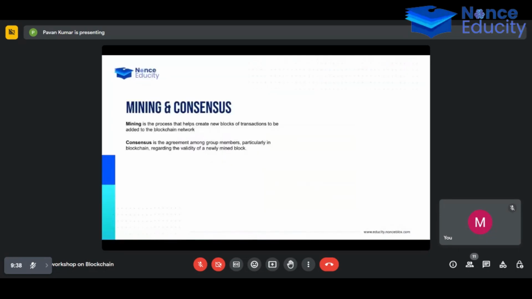Okay, and coming to mining and consensus, before going to mining and consensus, do you guys have any questions on the basics of blockchain that we discussed till now? The three concepts: node, block, and transaction. Do you guys have any question?